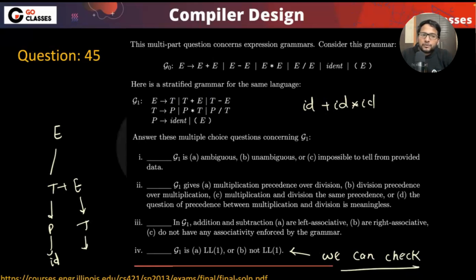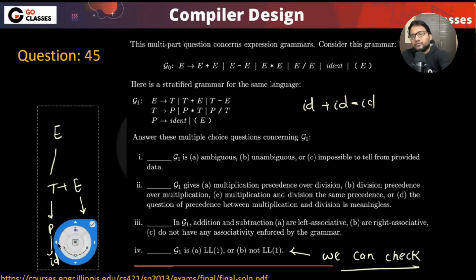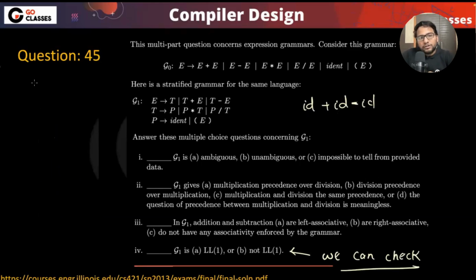Let's suppose if it is minus, are there multiple ways? ID plus ID minus ID. Then what will you do? Can you use this or this, any one of these? Let's just check. See, if you suppose use this, then can you ever generate this?